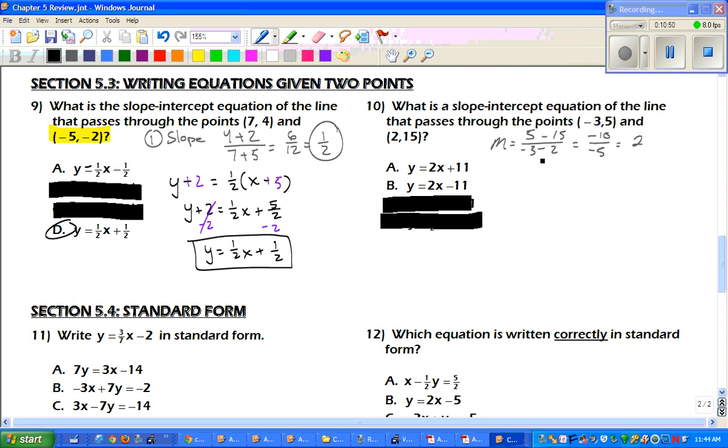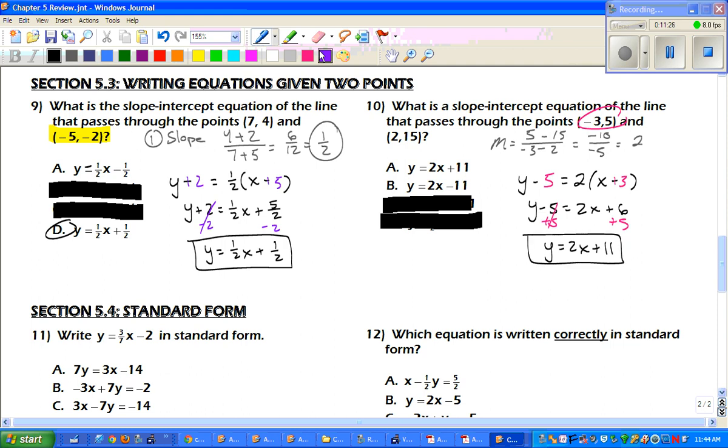So y minus your y equals the slope times x minus your x. And you can pick either point you want to. Let's go with the first one. 5 plus 3. So y minus 5 equals 2x plus 6. Add the 5 to both sides. Y equals 2x plus 11, which gives us an answer of A.